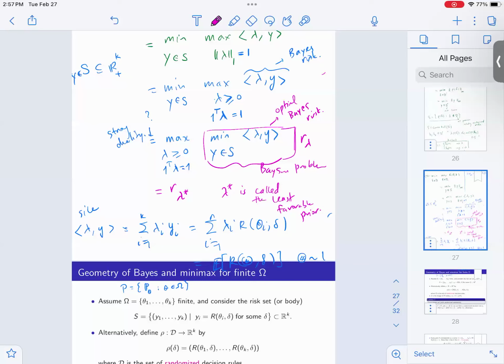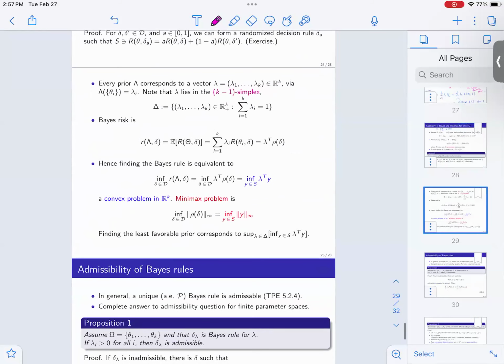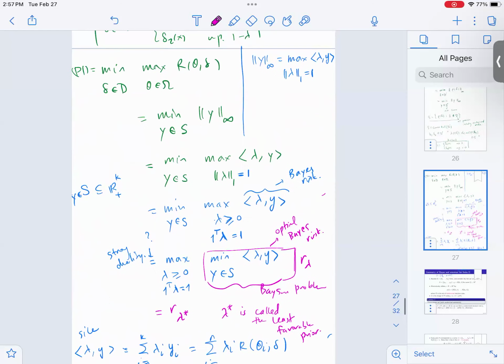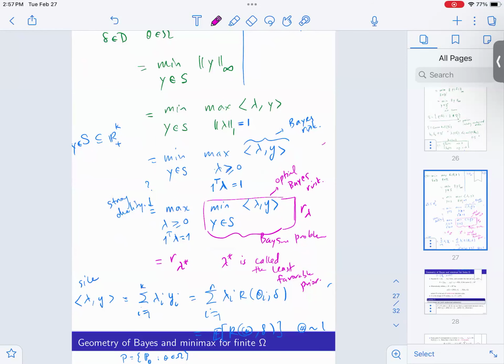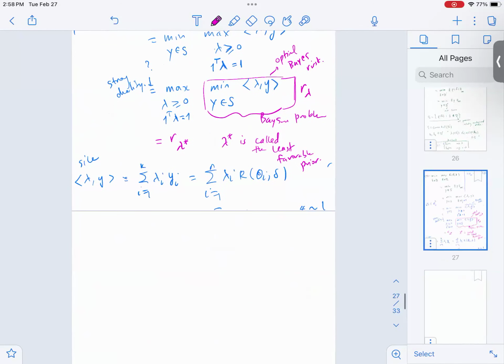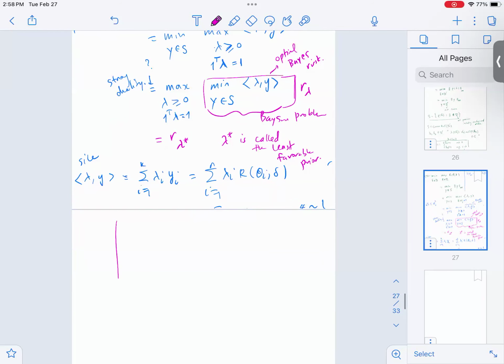Is there any question about this? Let me push this geometric picture a little bit before going on to the general case. So this gives you the idea that this least favorable prior is important. And I want to maybe do a more geometric picture. So what will happen is, let's say this is a risk body.